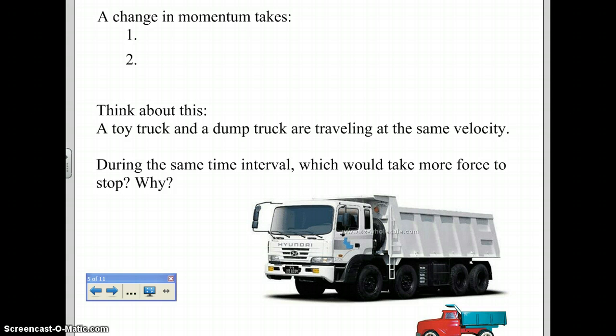There should be two factors that are going to change the momentum of this object, the ability to continue doing what it's doing. It's kind of similar to inertia, right? So the two factors that you want to concentrate on here are force and time.